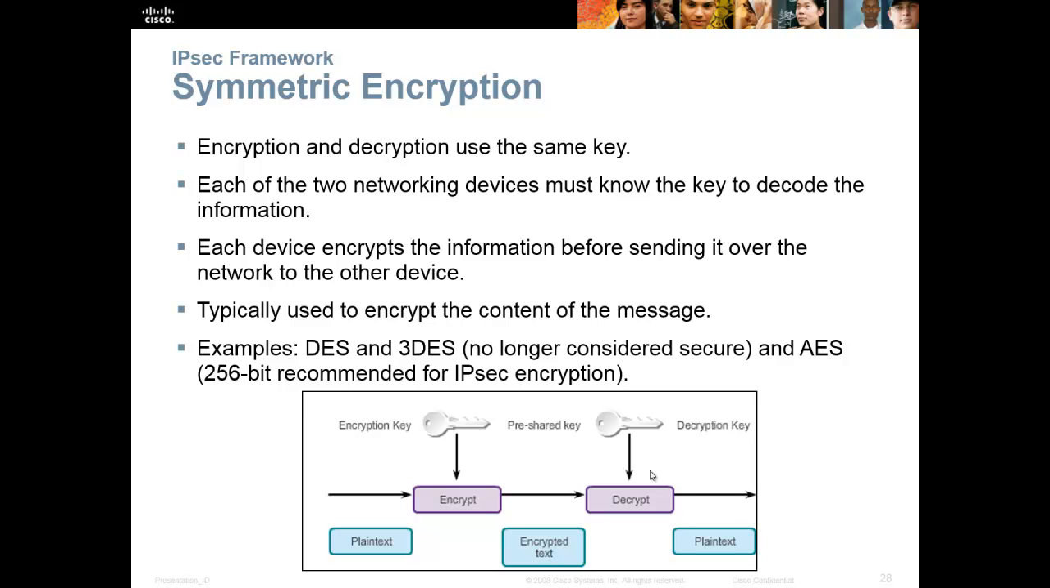And some examples of that are DES, triple DES, which is no longer considered secure, and then AES, and AES is the stronger one. So when they say triple DES is no longer secure, remember DES was first and then they came out with triple DES. Now triple DES wraps the packet 3 times in DES.